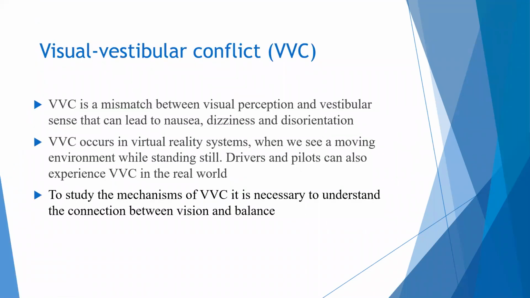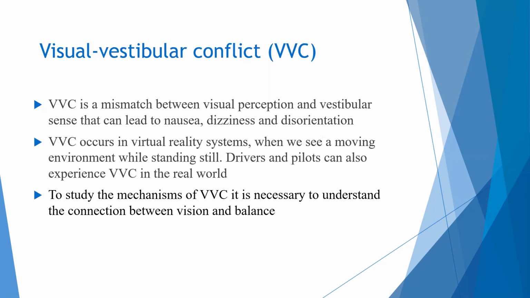First of all, let's define this phenomenon. Visual vestibular conflict, in short VVC, is a mismatch between visual perception and vestibular sense that can lead to nausea, dizziness, or disorientation. It occurs in virtual reality systems when we see a moving environment while standing still. VVC can take place outside virtual reality. For instance, drivers and pilots can experience VVC in the real world.